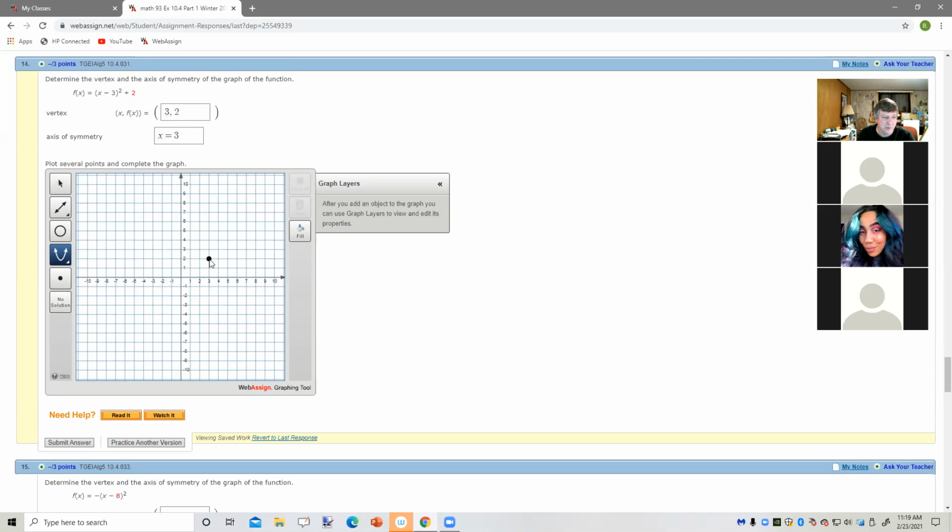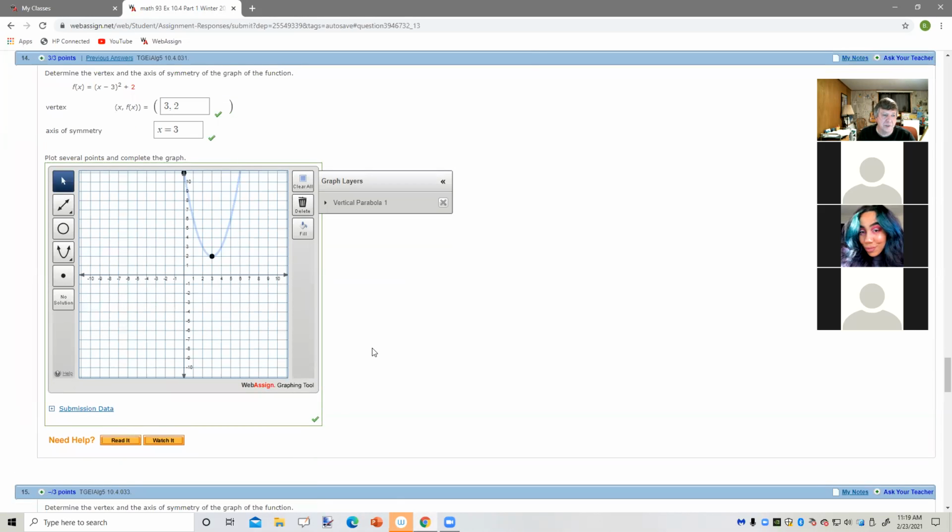So there's the vertex, and then I find one other ordered pair, and there's my graph, and let's see what it says. Yay, it's correct. So when graphing, you find the vertex and then another point on the graph. When you plot it, you plot the vertex first and then the other point. And don't forget, just like last time with the linear equations, you can go in here and adjust the points if you need to.